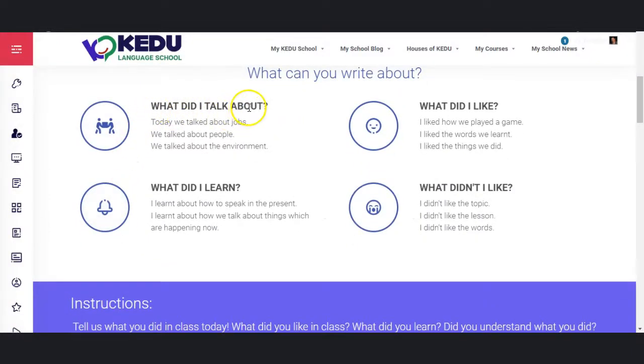What did I talk about? Today we talked about jobs, we talked about people, we talked about the environment. That's your topic, the theme of the conversation or the lesson. What did I learn? I learned how to speak in the present. I learned about how we talk about things which are happening now, about things which happened yesterday or in the future.